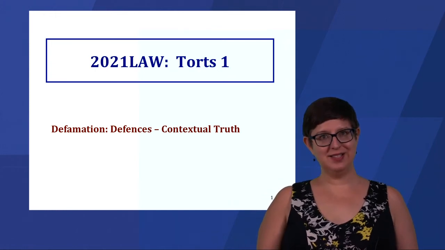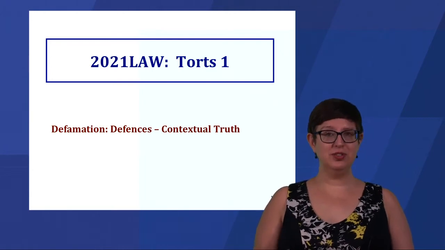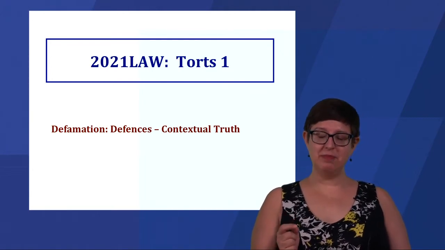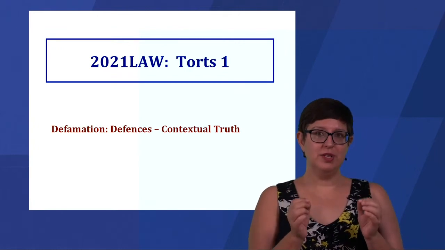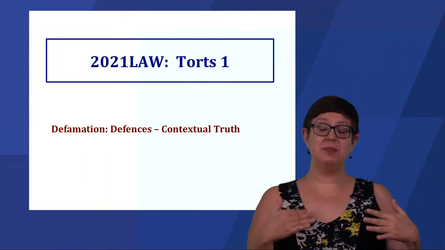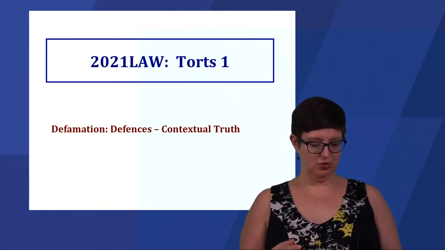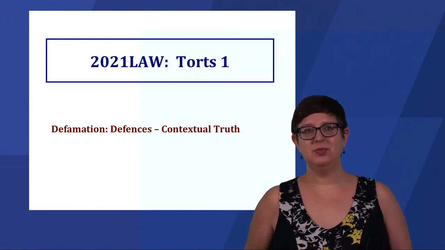Hi everyone, the next defence up is contextual truth. Contextual truth is interesting because it means that something which is untrue and defamatory can be subject to a defence where the rest of a statement is substantially true. So how does this work?